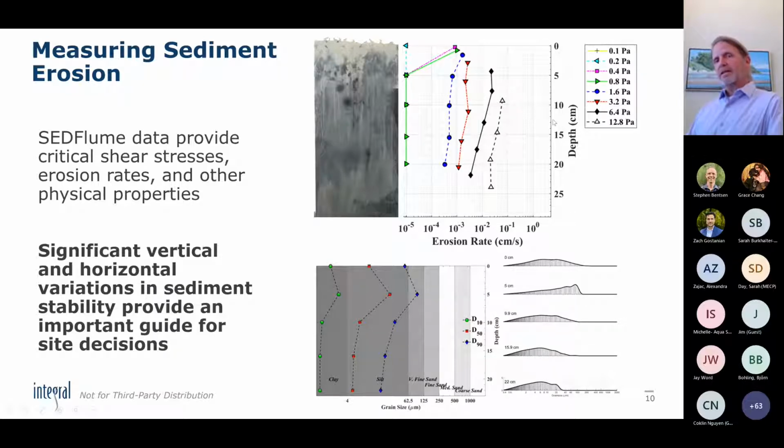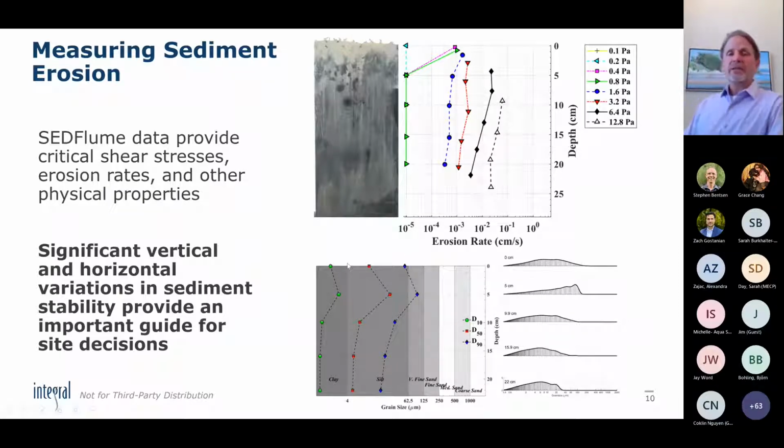Depth is plotted down here. So as we move down into the core, each of these lines represents an increasing shear stress. And as you expect, as you increase the flow or shear stress, you're increasing the erosion rate. As you move down the core along any of these lines, you can see the sediment getting stiffer, so it becomes harder to erode as we move down.